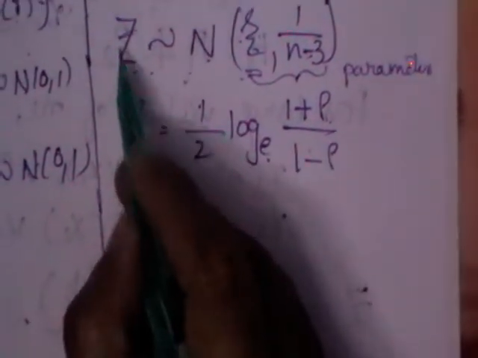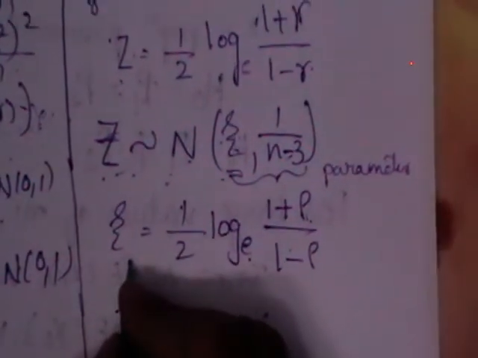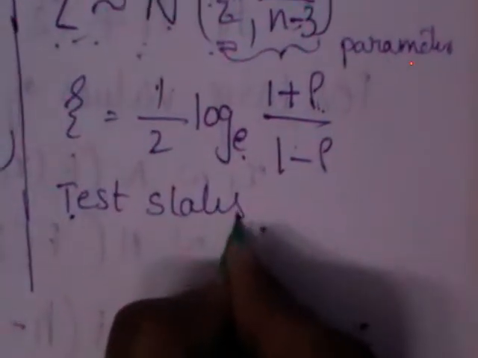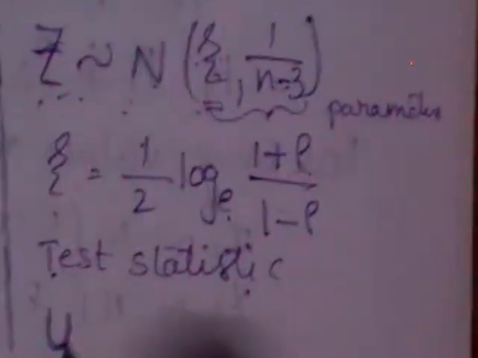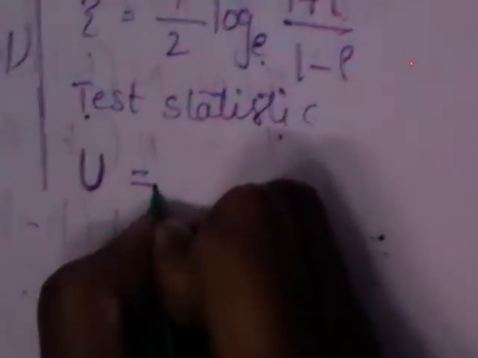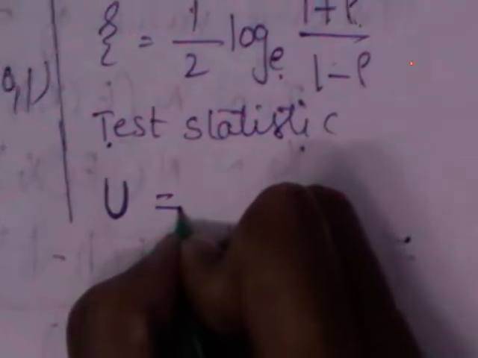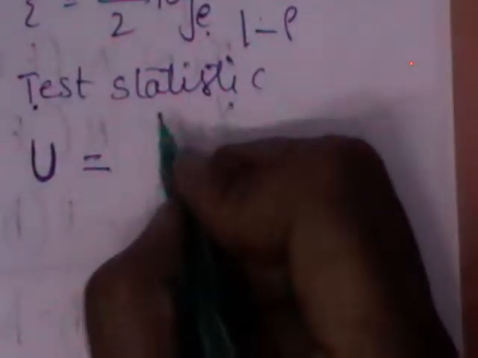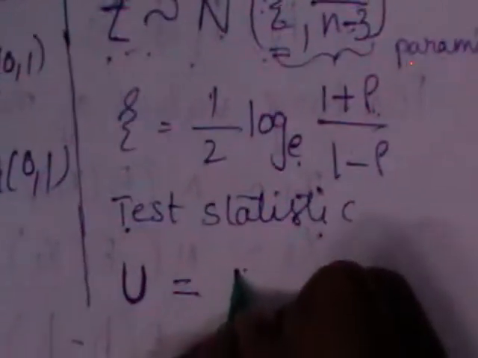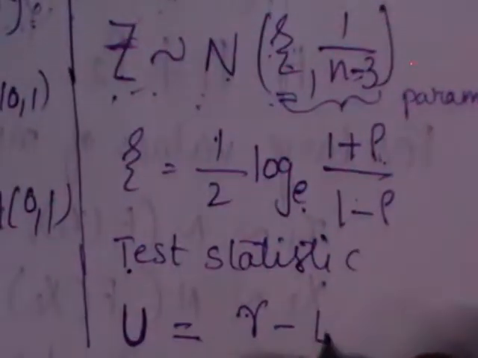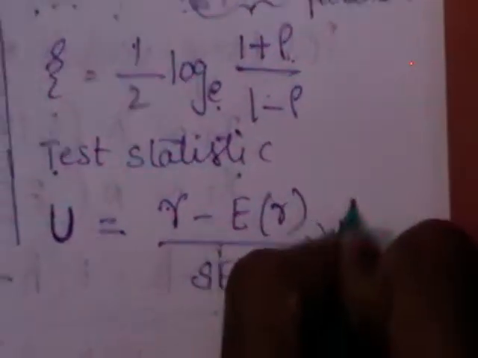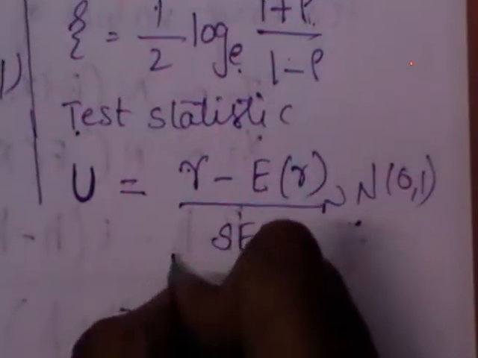Here, as we have already used Z as a transformation, unlike the previous test, we are going to write the test statistic for the test on a single correlation coefficient using another letter, U, different from the other tests. As it is for a single correlation coefficient, we write U equals (r minus E of r) by SE of r, follows N(0,1), that is, (r minus rho) by the standard error.